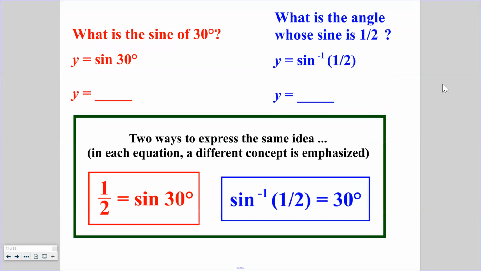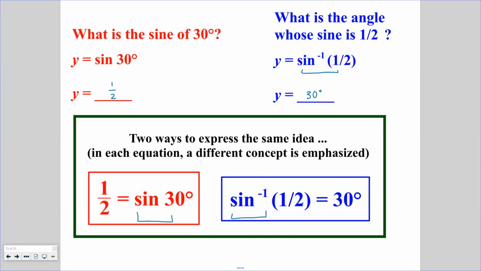All right, so there is a way that we can represent or express the same idea. The sine of 30 degrees, if you were to look at your unit circle, right, the sine of 30 degrees is 1/2. But we could say that the inverse sine of 1/2, what angle has a sine value of 1/2? That is 30 degrees. So that's how we use sine and inverse sine. Okay, inverse sine we use to find the angle.